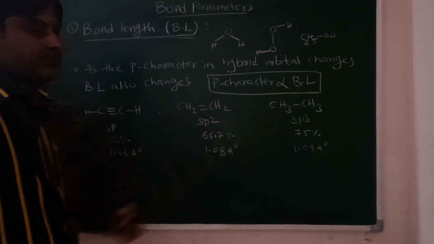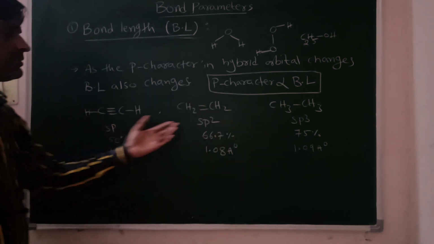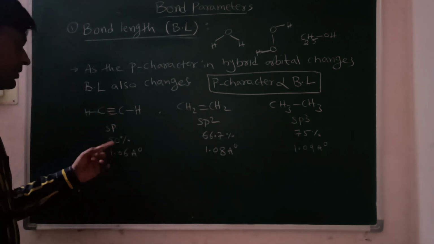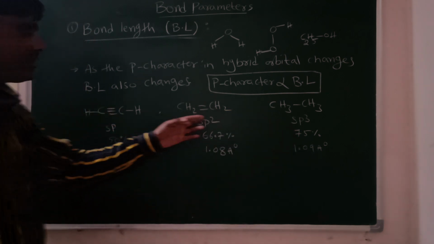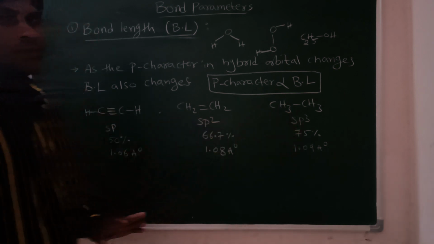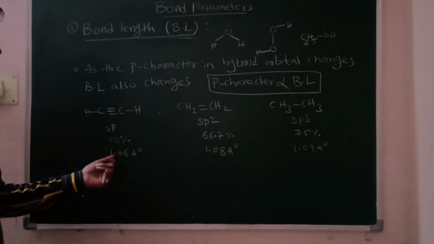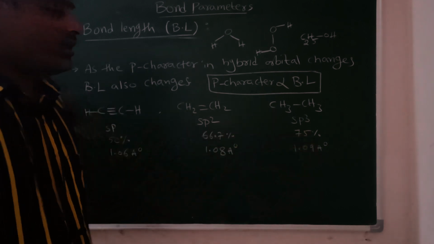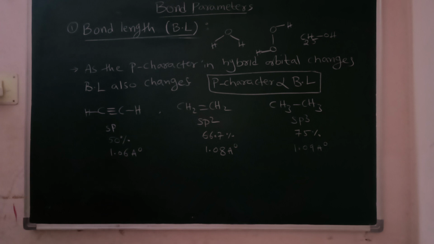ethane, we have taken. So here sp hybridization, here sp2, sp3. In sp, p character is 50%, here p character is 66.7%, and here p character is 75%. Therefore, the bond lengths are 1.06 angstroms, 1.08 angstroms, 1.09 angstroms.